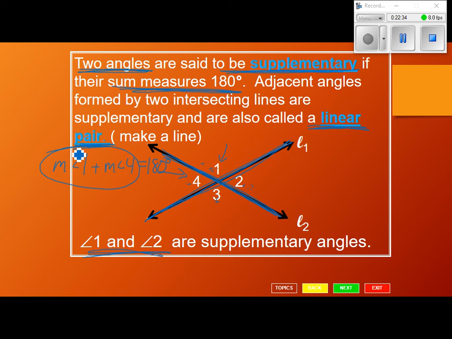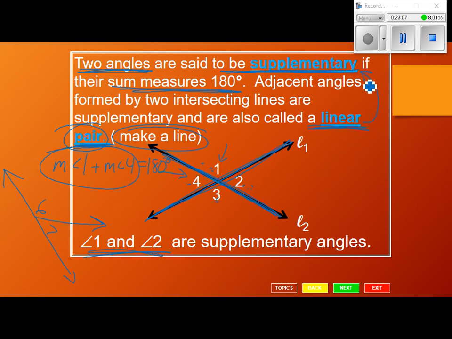A linear pair is just a pair of angles that together make a line. So if I draw a picture out here and I have this line, and I draw another ray here, this is angle 6 and this is angle 7, we can say angle 6 and angle 7 are a linear pair. Anytime you have a linear pair, it is always going to be supplementary angles. So if two angles are a linear pair, they're also supplementary.